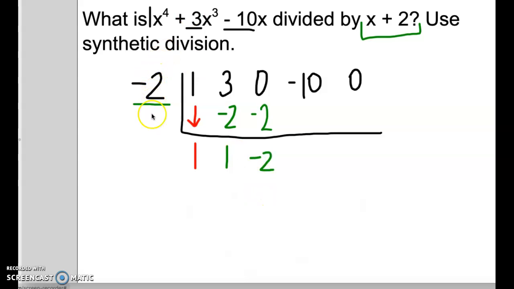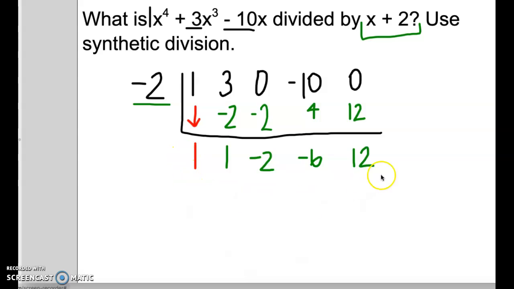Keep going. Multiply. Negative 2 times negative 2 gives me a positive 4. Put that up here. Add straight down. Negative 10 plus 4 gives me negative 6. Last time, multiplying negative 2 times negative 6 gives me positive 12. Add straight down gives me 12.